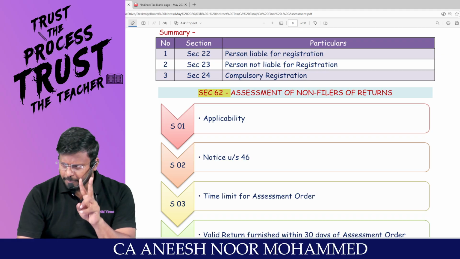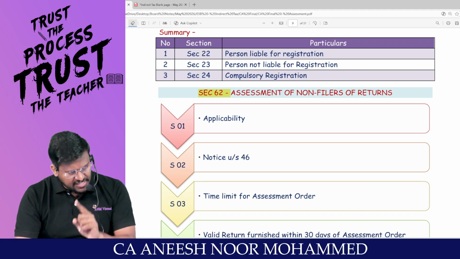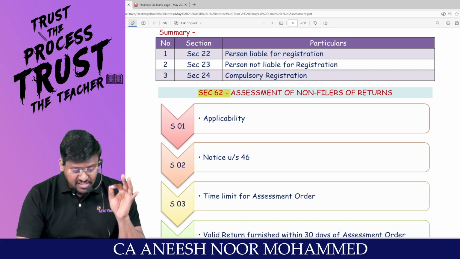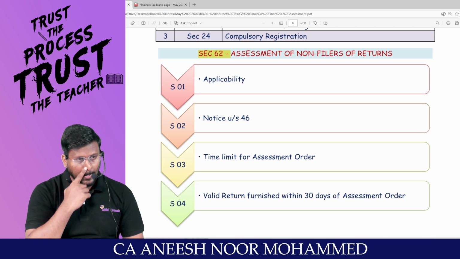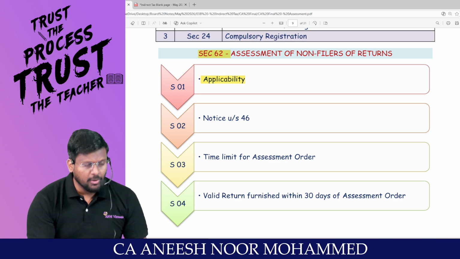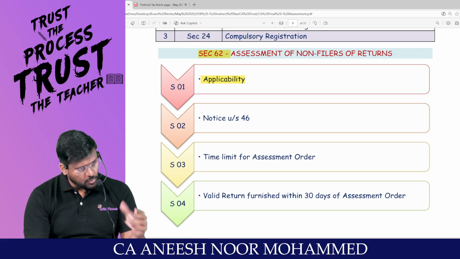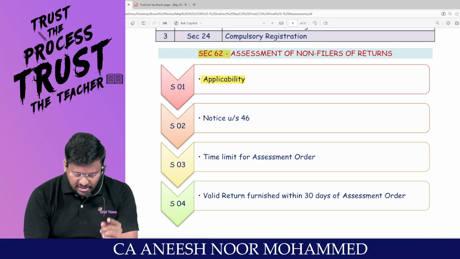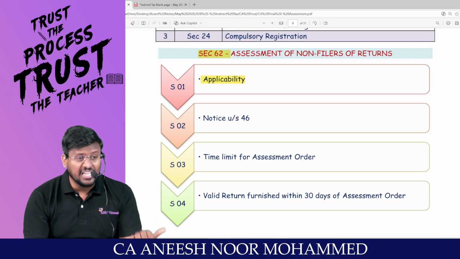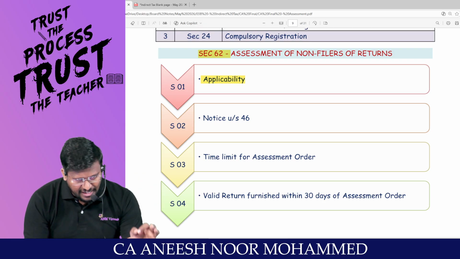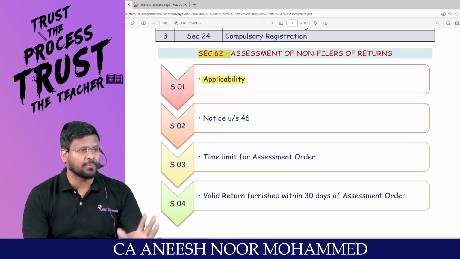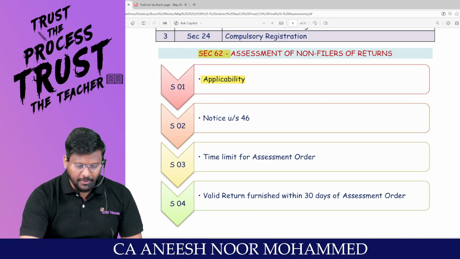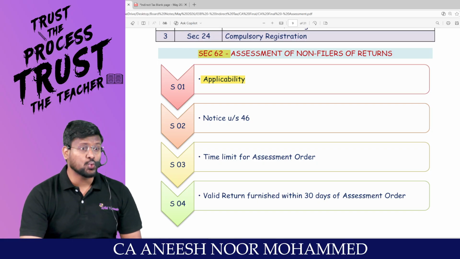There are 2 types of best judgment assessments: section 62 and section 63. Section 62 is the assessment of non-filers of return. It is a 4-step approach. Number 1, applicability. You are a registered person, but you have not furnished the return either under section 39 or under section 45. Then for you, the assessment will be done under section 62.